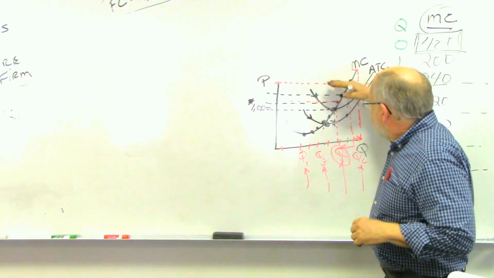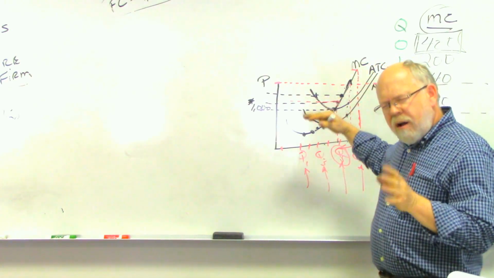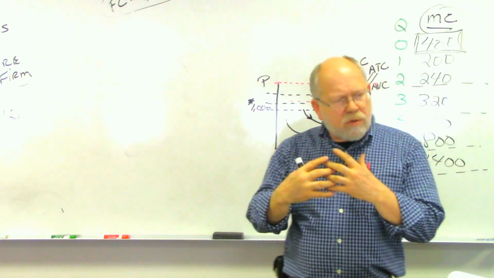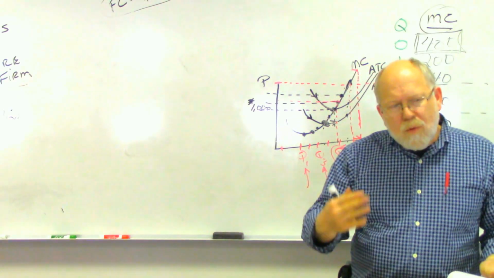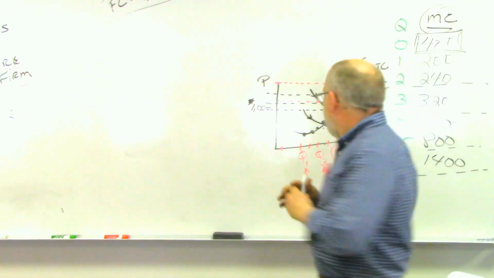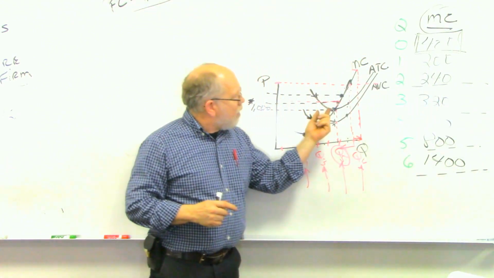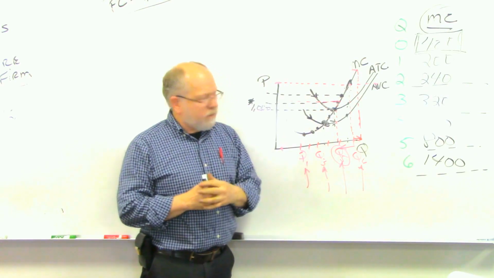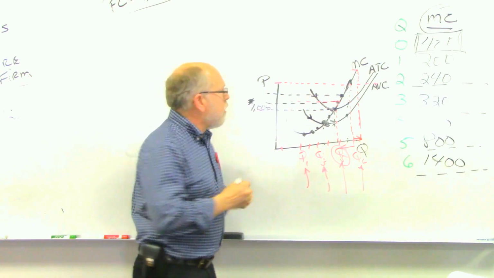So as long as he's covering his own cost, his own salary, this firm will continue to operate at zero profit. This point at the very bottom of the average total cost curve is called the break-even point.